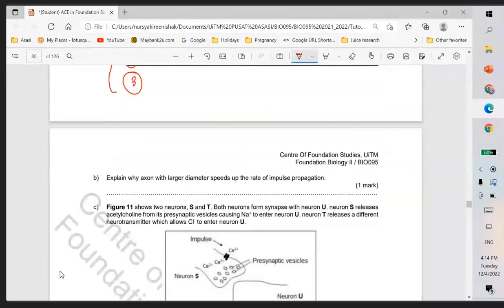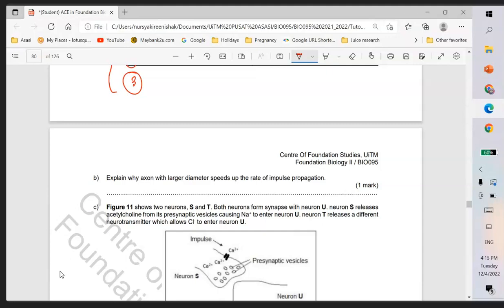B. Explain why axon with larger diameter speeds up the rate of impulse propagation. My answer is axon with larger diameter offers less resistance to the movement of ions, causing it to move faster. Boleh tak repeat balik? Saya macam tertinggal tadi. Axon with larger diameter offers less resistance to the movement of ions, causing it to move faster. Less resistance. Yes. Okay, betul lah.